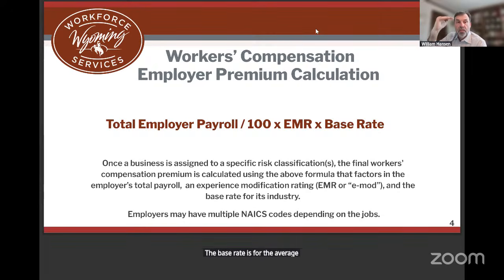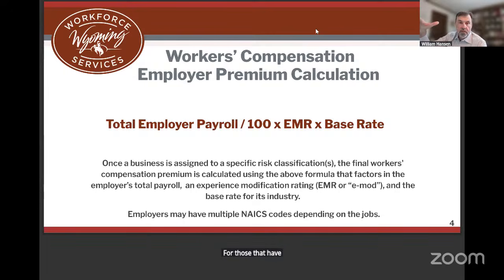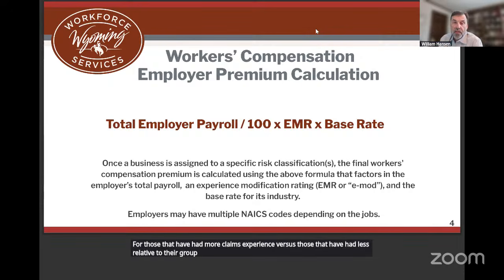The experience mod then goes above or below 1 for those that have had more claims experience versus those that have had less relative to their group, relative to their class. So it's not double counting, it's just an extension of the rating process.